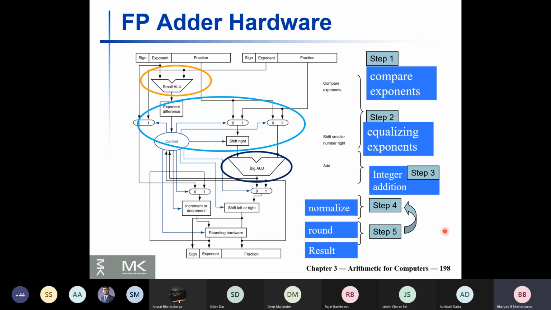Maybe I stop here. Floating point multiplication is another story, and we will cover that maybe in the next class. So I think you have got an overall idea. Floating point you have already worked out. I mean, you already studied in PDS, and you have written many programs using floating point instructions in MIPS.